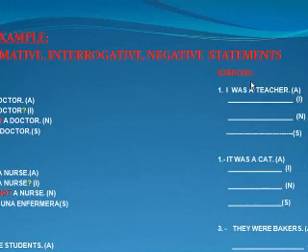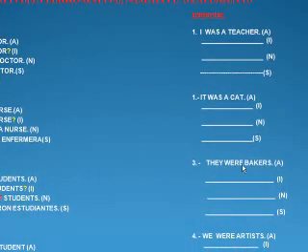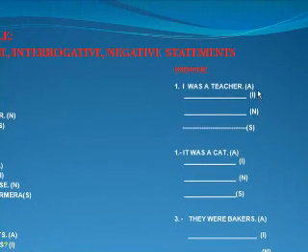Practice in your notebook. Number 1. I was a teacher. It was a cat. They were bakers. We were an artist. Students, don't forget, complete the sentences in their ways: affirmative, interrogative, negative, and Spanish. Complete in your house. Okay. Past, another topic.